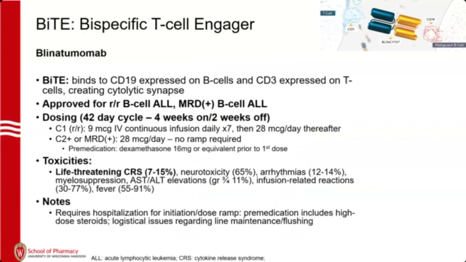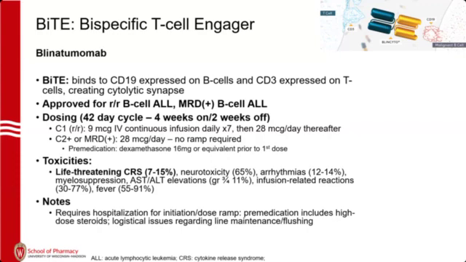Blinatumomab's been approved for almost a decade probably at this point. It again targets CD19 on B cells and CD3 on T cells, bringing them together. The FDA approval is here on the slide. It's for the relapse refractory B-cell ALL population, as well as ALL patients that are MRD positive, though they had good disease response to previous therapies. Dosing's here on the slide. It's really 4 weeks on, 2 weeks off.